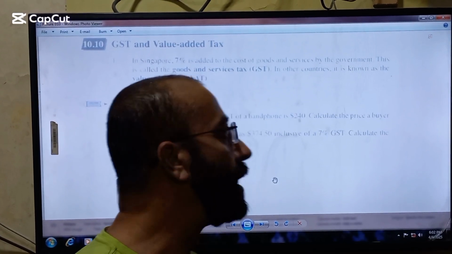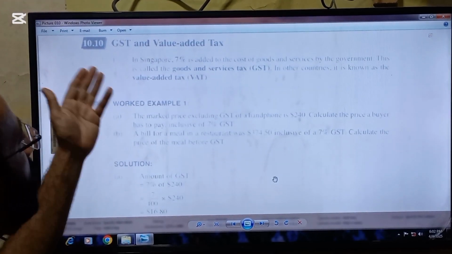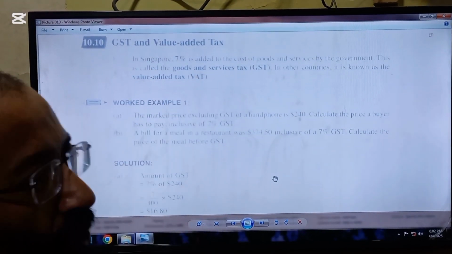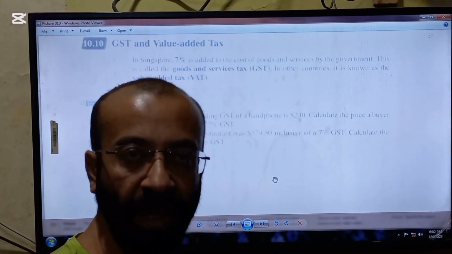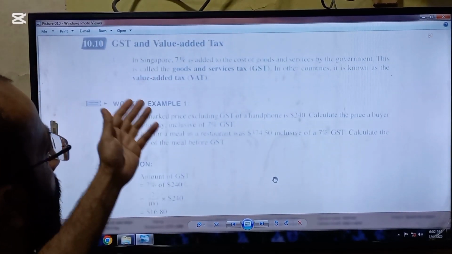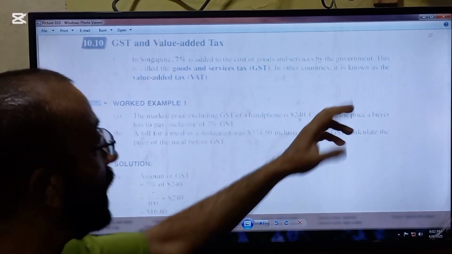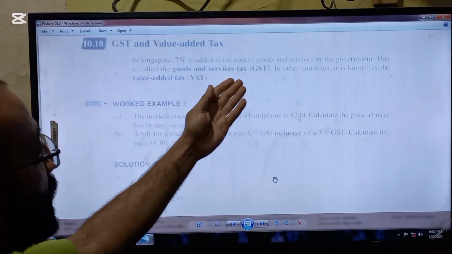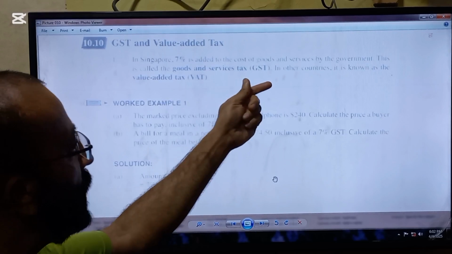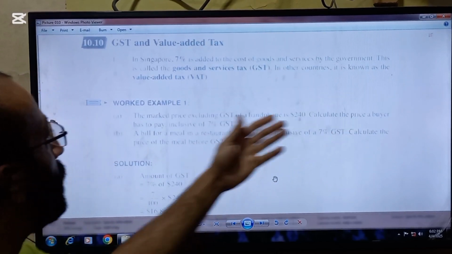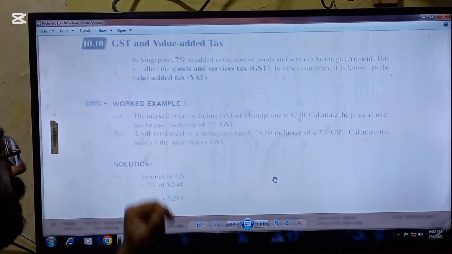Here is the next category of the percentages: GST and value added tax. The point to remember and understand in this category is that in Singapore 7% is added to the cost of the goods and services by the government. This is called goods and services tax, in short GST. In other countries, it is known as the value added tax, that is called VAT.